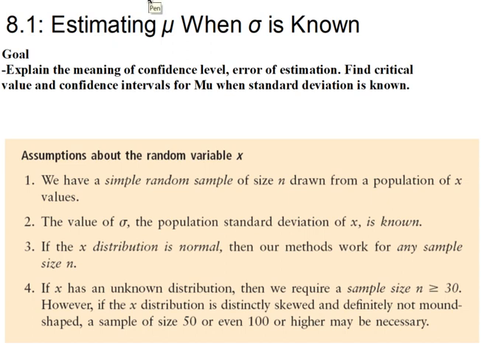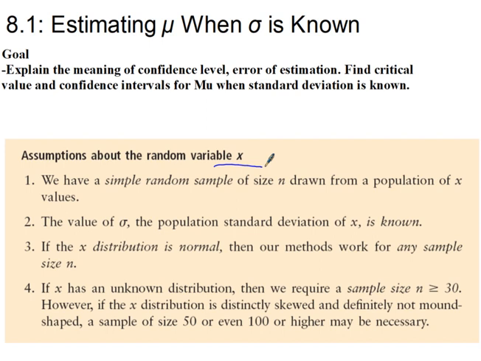Okay, here we are with 8.1, estimating mu when the standard deviation is known. Some assumptions on the random variable x. We have to assume that it's a simple random sample of size n that comes from that population. So I'm grabbing the same sample size each time, and it comes from that same population. The value of the population standard deviation of that population is known.